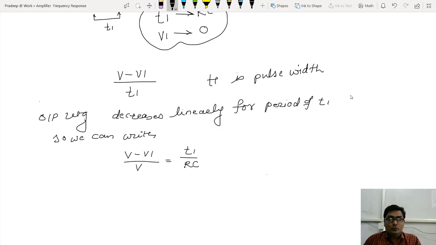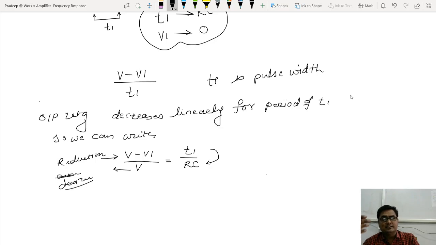Now this V minus V1, what is that? It is a reduction to the actual voltage, or we can say the desired output voltage, isn't it? When the reduction occurs, when T1 tends to RC, that's why I'm clearly writing (V minus V1) divided by V equals T1 divided by RC. When T1 tends to the RC time constant, then that sag, or tilt, comes.